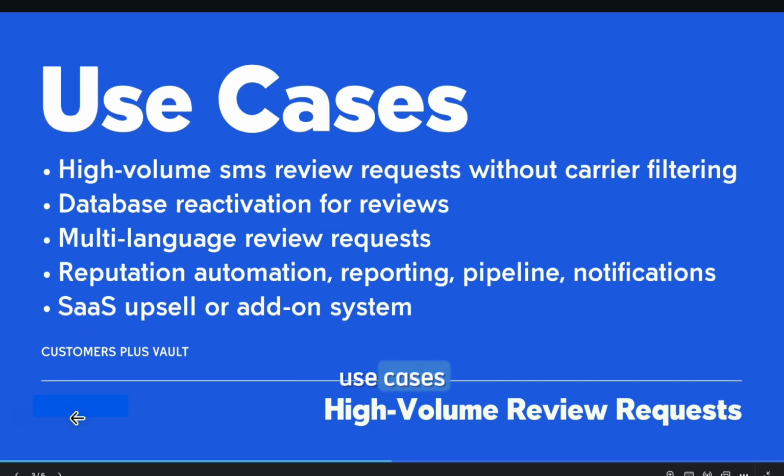Here are some of the best use cases we found for this snapshot. The first one is the obvious: high volume SMS review request without having to worry about the carrier filtering or other A2P headaches. It's a database reactivation campaign, except for getting reviews. We've also used it for multi-language review requests with the custom value form in the setup process. You can easily go change out all your review request messages or even have ChatGPT write them in Spanish or whatever language you need. So we've used this for one client that ran a campaign in 7 different languages all throughout the week and got them more reviews.